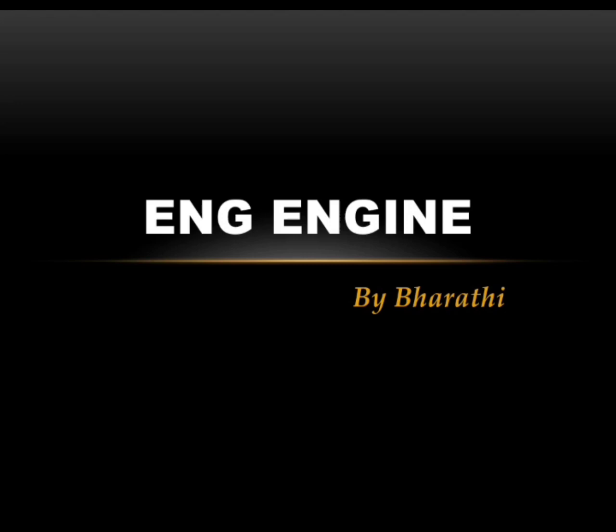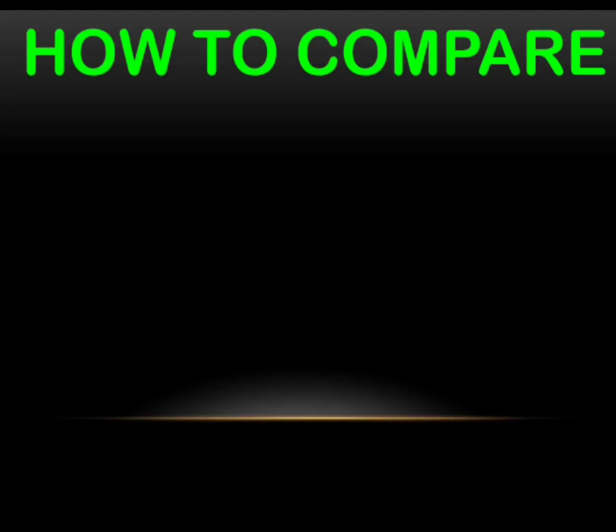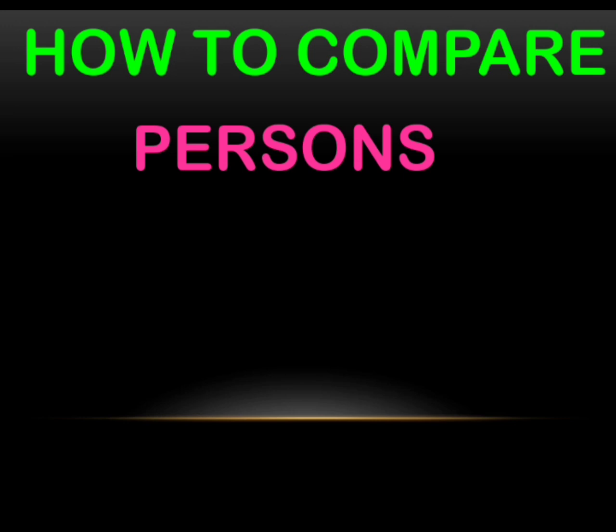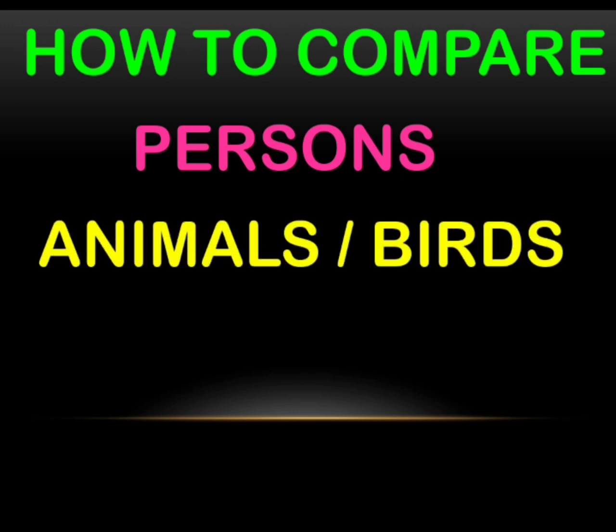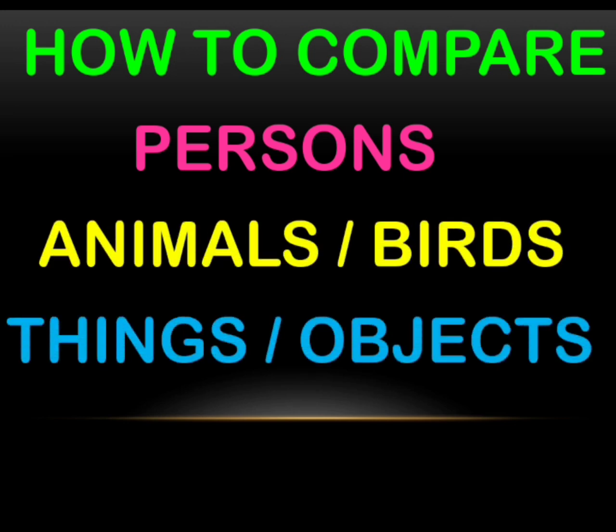In this video, let us learn how to compare one thing to the other thing. How do we compare? How do we compare a person, animals or birds, things or objects? We compare one thing to the other thing by using the describing words.